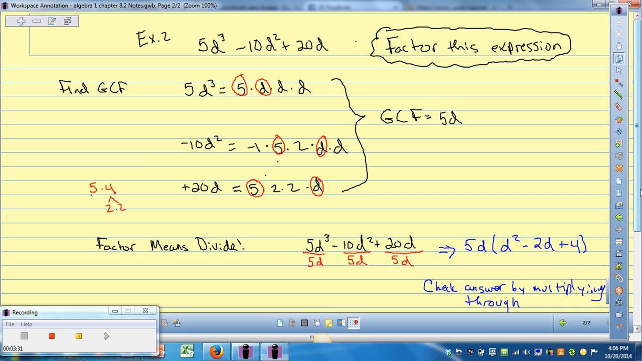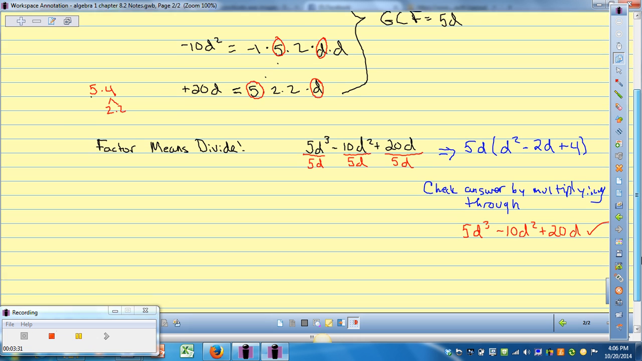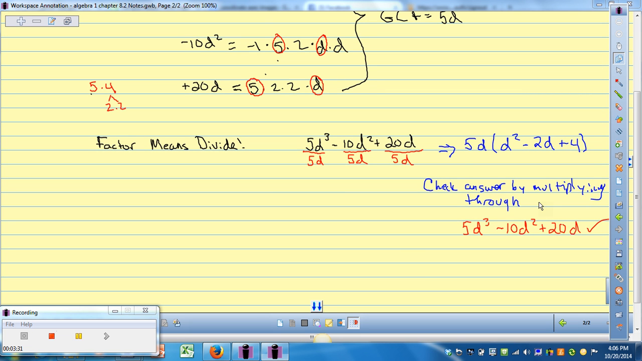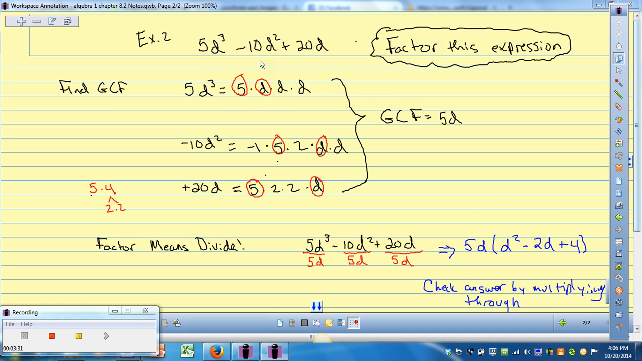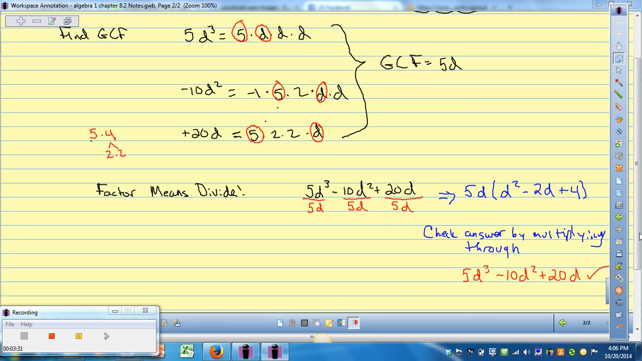Now, if you are ever asked to check your answer, or it's just a good idea for you to check your answer, all we need to do is multiply or simplify this factored form just like we did in the first example. So we want to distribute 5d through d squared minus 2d plus 4. And when we do that, we get 5d cubed minus 10d squared plus 20d, which is exactly what we started with in this problem. And it shows that we have factored correctly. And I put a check mark saying, yes, indeed, it does match.